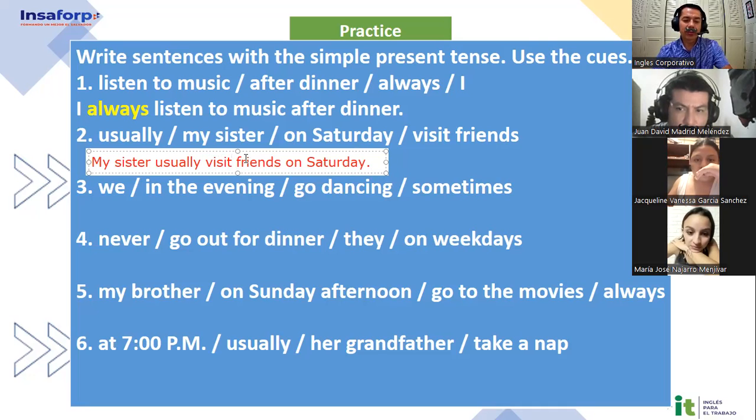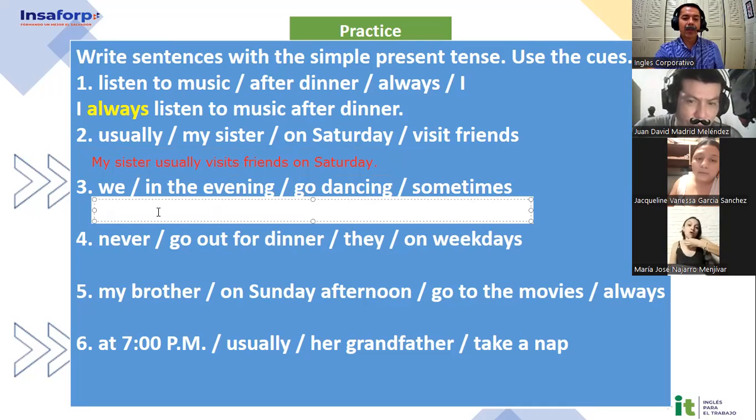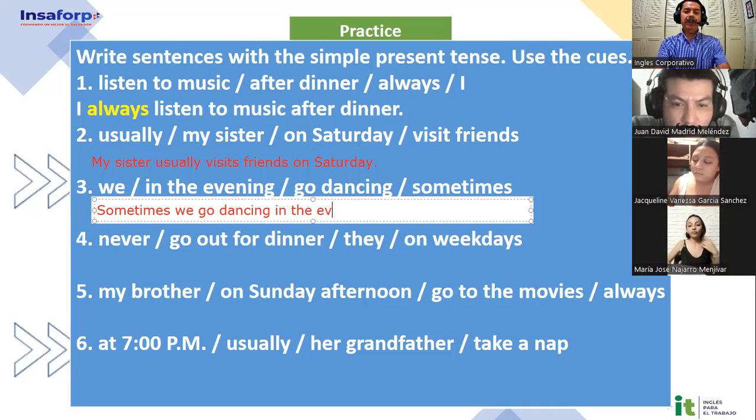Thank you very much. Now, David, this number three. Can you help me, David? Okay. Sometimes we go dancing in the evening. Okay. Sometimes we go dancing in the evening. We can say we sometimes go dancing in the evening, or sometimes we go dancing in the evening.